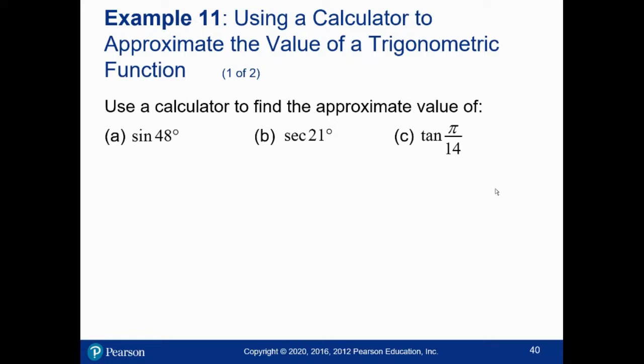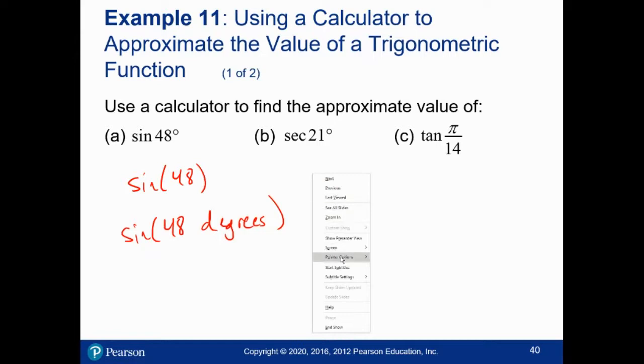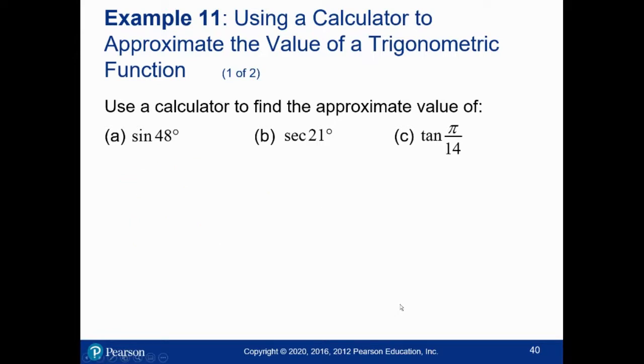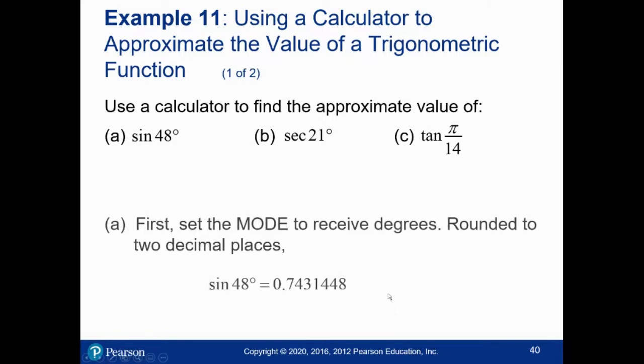In Google, if you just typed sine of 48, it's going to assume you meant radians. If you want to do degrees, you can just type sine of 48 and then write degrees, and it'll compute it for you. It understands what that means. Anyway, go ahead and compute these. Honestly, we're just checking that you can properly use your calculator, including changing between modes.